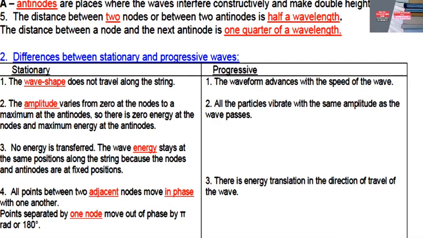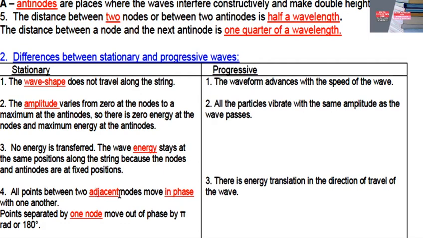In a stationary wave, the amplitude varies from 0 at the nodes to a maximum at the antinodes. So there is 0 energy at the nodes and maximum energy at the antinodes. Whereas in a progressive wave, all the particles vibrate with the same amplitude as the wave passes. No energy is transferred in a stationary wave. The wave energy stays at the same positions along the string because the nodes and antinodes are at fixed positions. But we know that in a progressive wave, there is transfer of energy from one place to another. There is energy translation in the direction of travel of the wave.